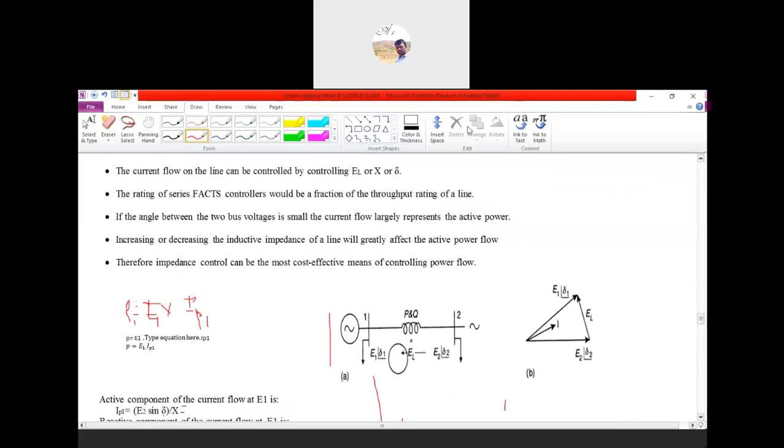Now considering the end E2, for line 2, where there is a lesser amount of power, similarly the active component of current at E2 is E1 sin delta by x. IP2 is also E1 sin delta by x.